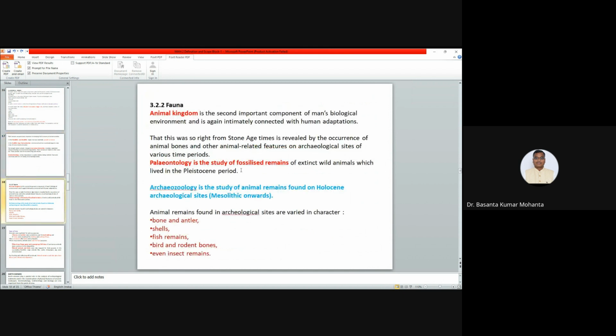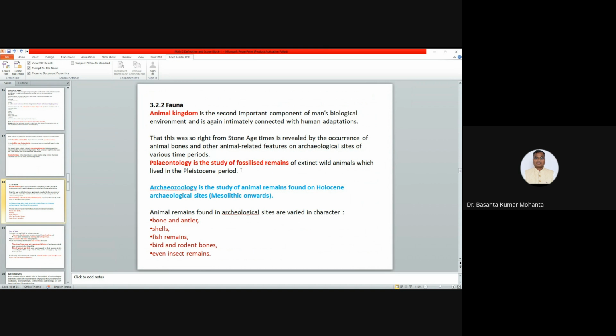Similarly, the fauna. Fauna means the animal product. As we are aware, the animal kingdom is the second important component of man's biological environment and is intimately connected with human adaptation. And that's why, right from the Stone Age time, we see the linkage, the connection of these prehistoric people with different kinds of faunal product, animal product.